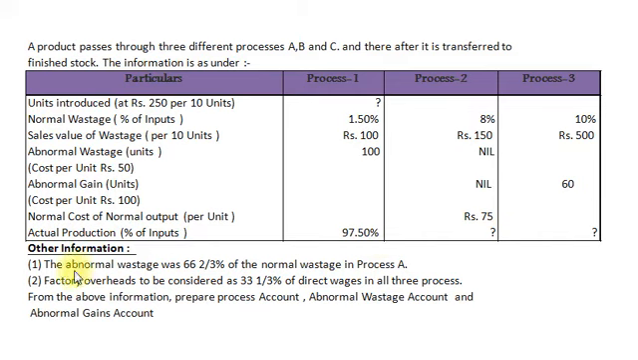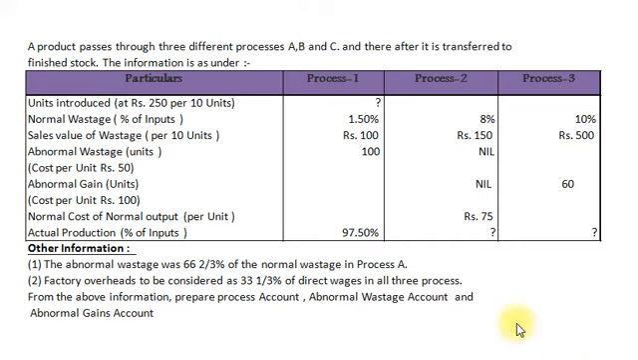Other information: the abnormal wastage was 66 and 2/3% of the normal wastage in process A. Factory overheads to be considered as 33 and 1/3% of direct wages in all three processes. From the above information, prepare process account, abnormal wastage account and abnormal gains account.